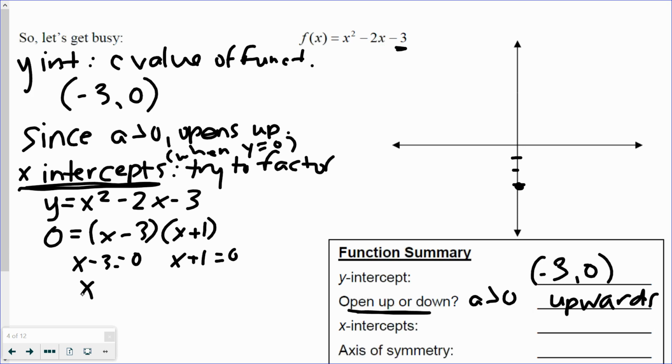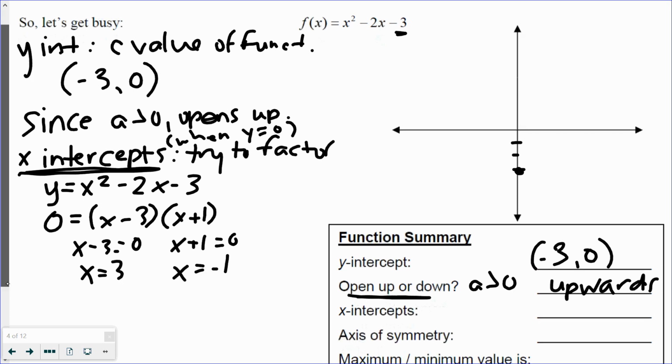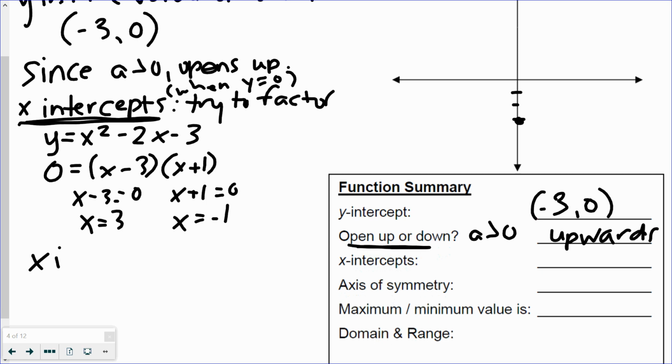And then we said, if we added 3 to both sides of this first equation, x is equal to 3, and x is equal to negative 1. So our x-intercepts are at 3, 0, and negative 1, 0.